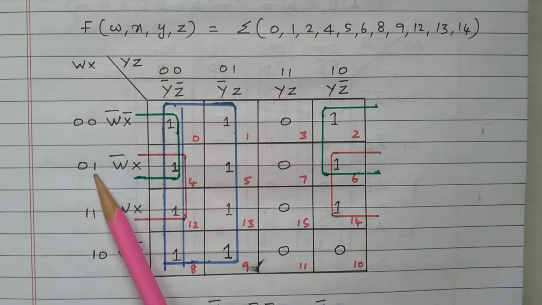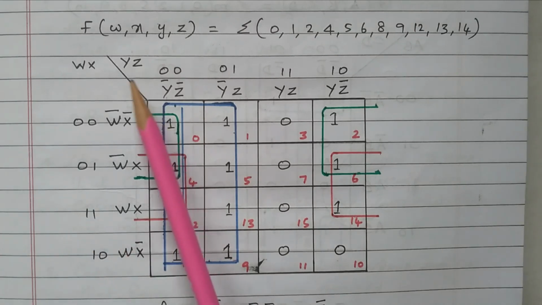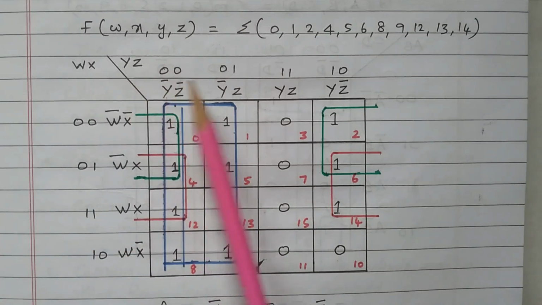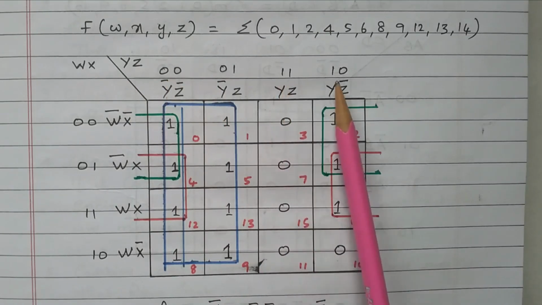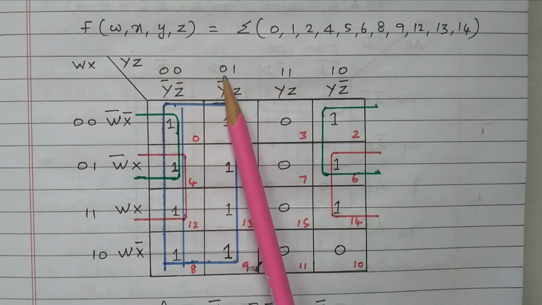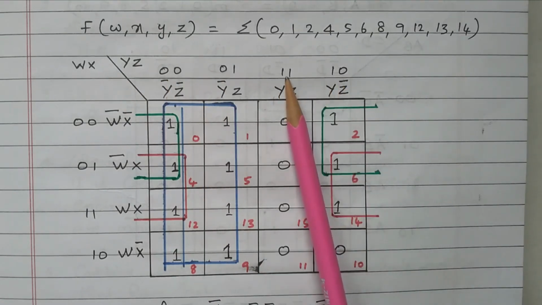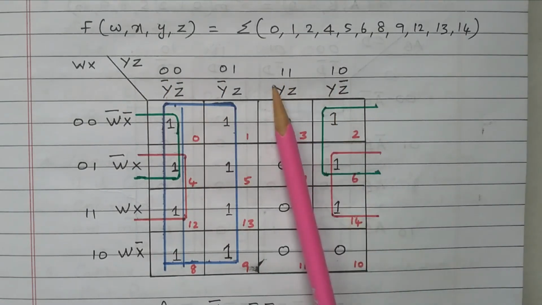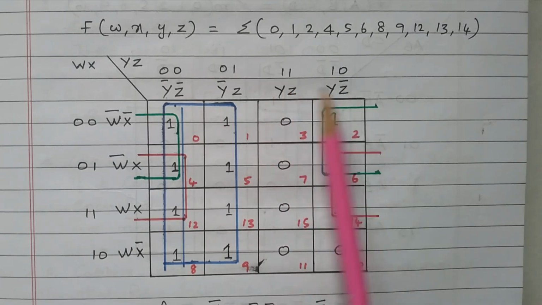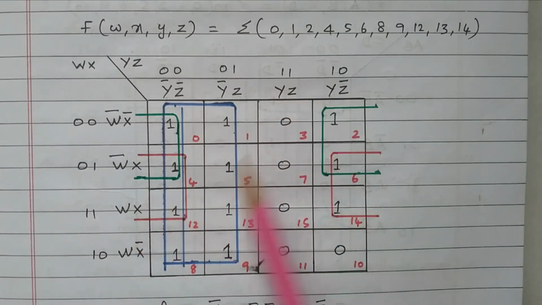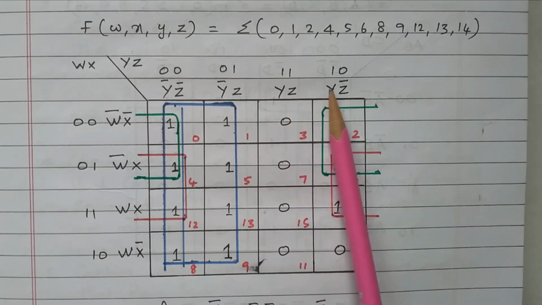0 0, 0 1, 1 0 is given in the 4th row and 1 1 is given in the 3rd row. So there is always an exchange between the 3rd and 4th row. Similarly, YZ is given as 0 0, 0 1, 1 1 and 1 0, right? 1 0 is given in the 4th column and 1 1 in the 3rd column. So there is an interchange between the 3rd and 4th column here also. Similarly, for both row as well as column, the 3rd and 4th are interchanged.